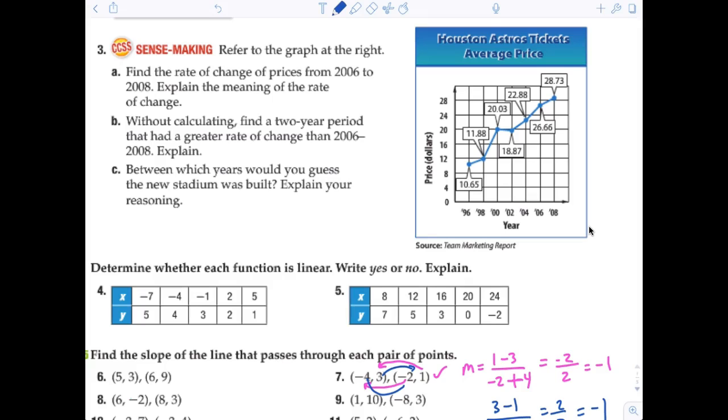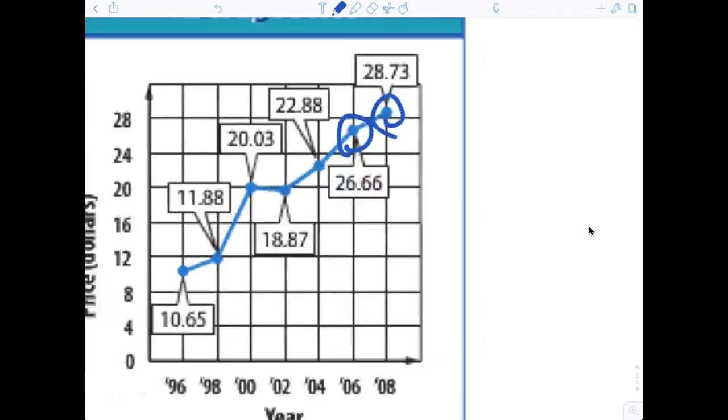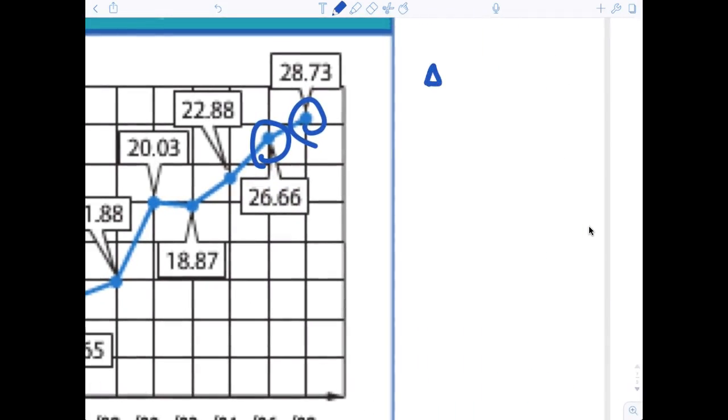So we're finding the slope of the prices from 2006 to 2008. So I'm going to find where 2006 and 2008 is on my graph. So here we go. Here is 2006, and here is 2008. Does everybody agree with that? So I need someone to take out their handy-dandy calculator because we are going to do delta y over delta x. Right now I need to figure out what delta y is. Did you figure that out yet?